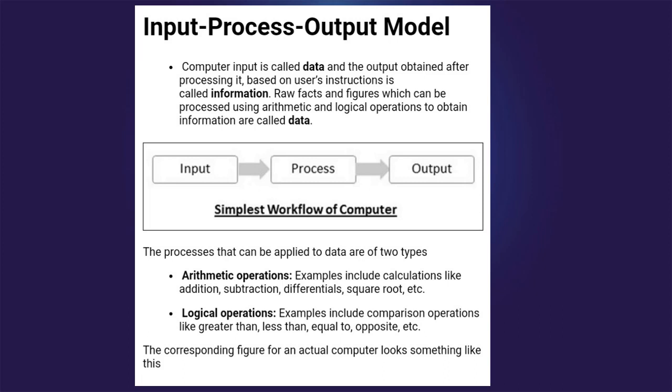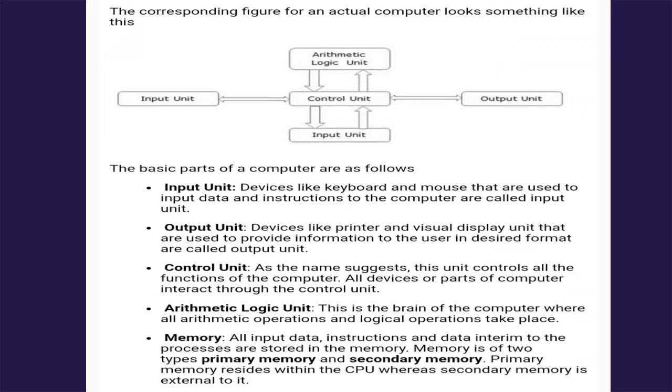The corresponding figure for an actual computer looks something like this. You can see the control unit, the input unit, the output unit, and also the arithmetic logic unit. The basic parts of a computer are as follows. We can classify the parts of a computer as follows.